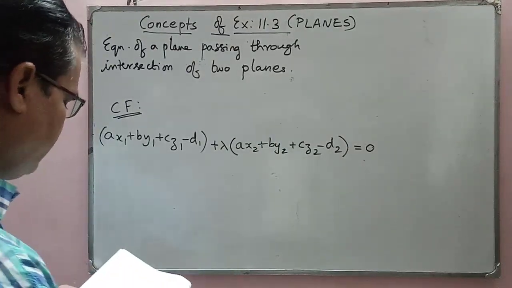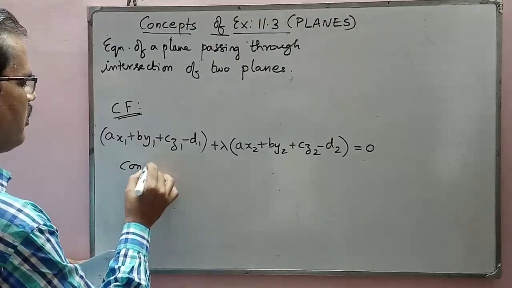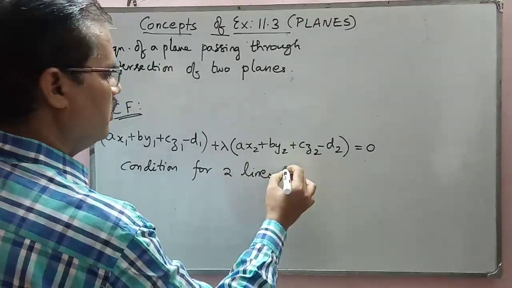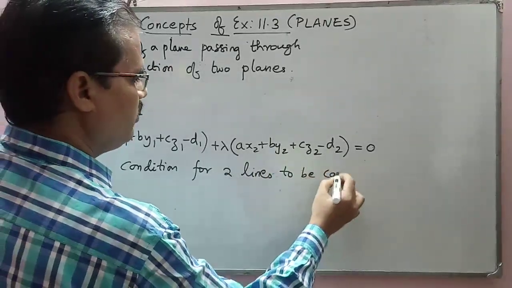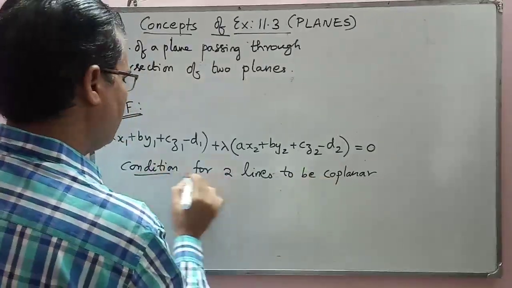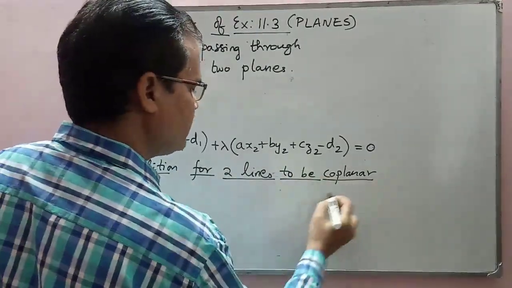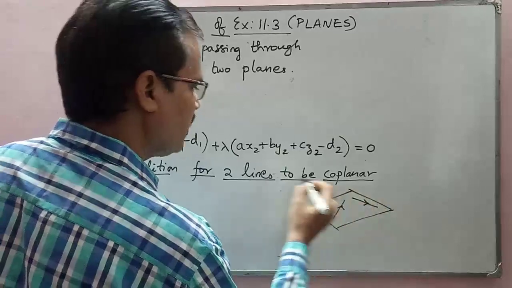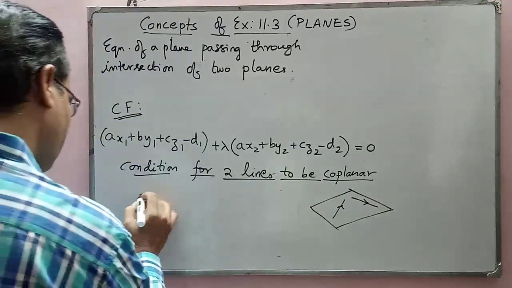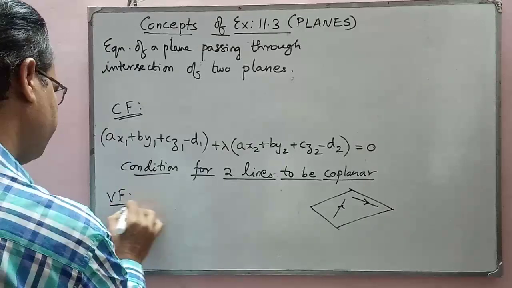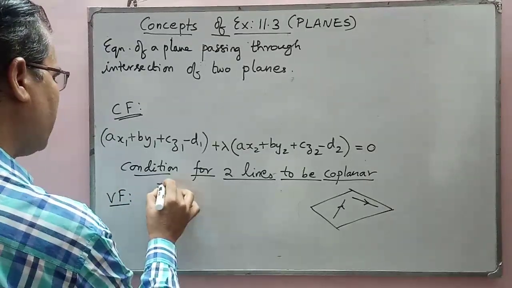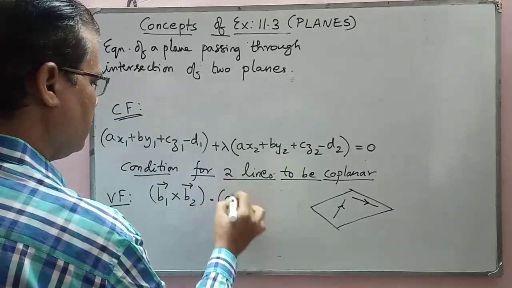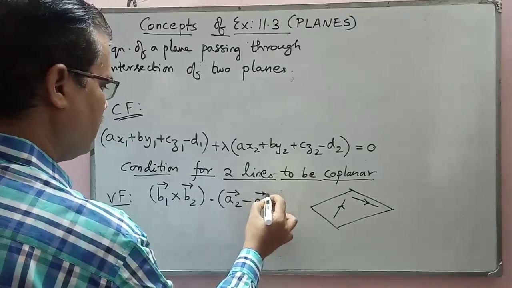Next is the condition for two lines to be coplanar. What do you mean by coplanar? What is the condition for these two lines to lie on the same plane? If they are to lie on the same plane, the vector form equation is (b1 vector cross b2 vector) dot (a2 vector minus a1 vector) equals 0.